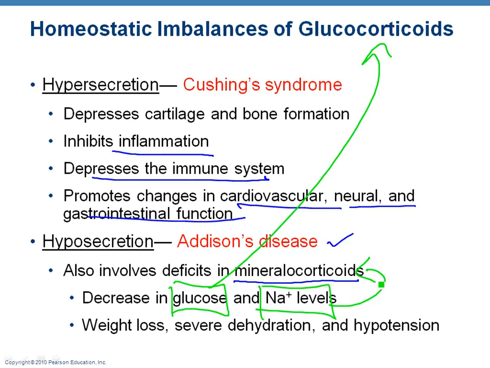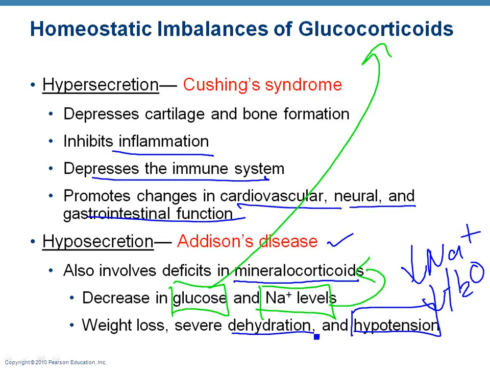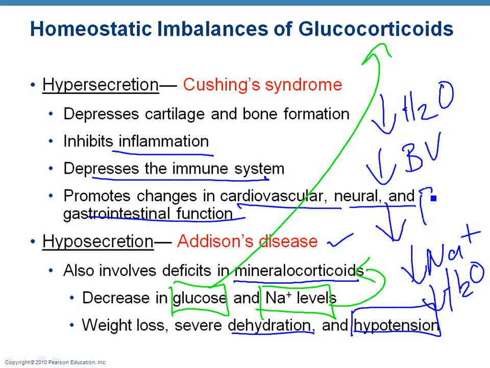And then some of the others, you're going to have weight loss. You're going to have severe dehydration because you're not retaining water with that sodium, right? And you're also going to have hypotension. Why would we have hypotension? Hopefully we realize I've said it more than once, right? If the sodium level decreases, you don't retain sodium, you don't retain water, which is where the dehydration comes in. If you have low water, what's going to happen to your blood volume and what's going to happen to your blood pressure? They're all going to go down.